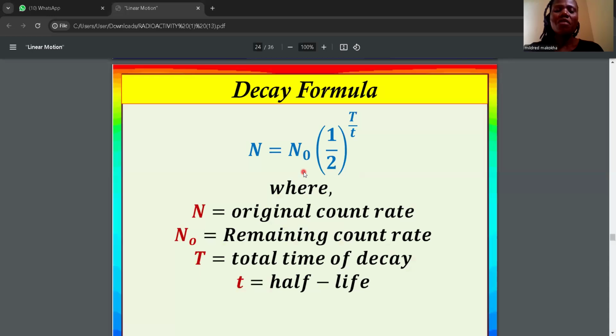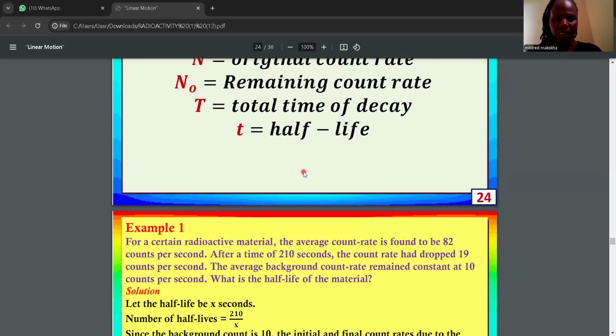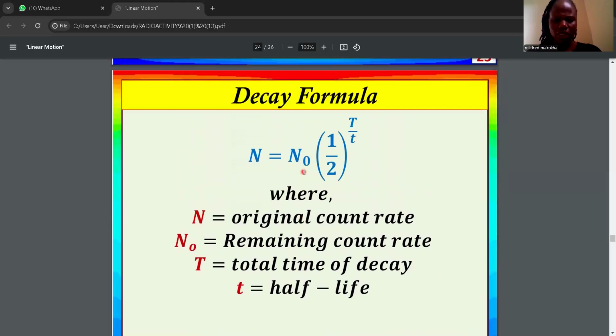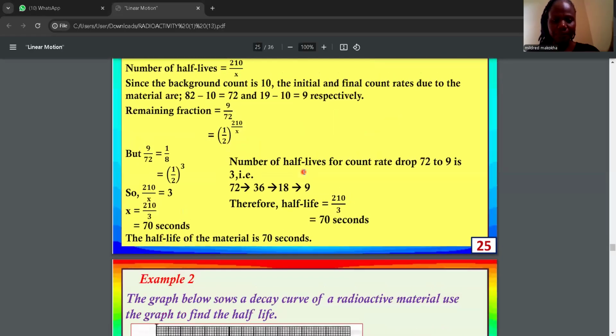Then a half power of 210 over T. Very fast mathematics. 9 is equivalent to 72 times a half to the power 210 over T, and come up with the value for T. And you will notice that T is equivalent to the same answer as the one here, which is 70 seconds.